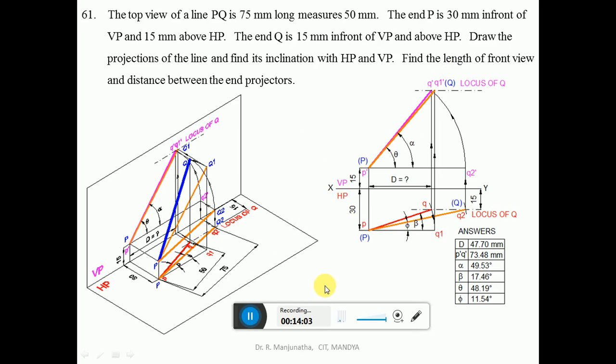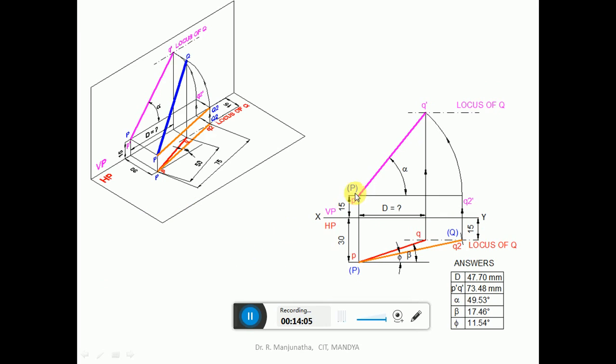Let us see now. Here, first we are going to draw the XY line and mark VP and HP, and first you measure the distance above HP, which is 15 mm, and distance in front of VP, which is 30 mm. You mark these two. Then consider any point and draw a vertical projector. You mark this point as P dash and small p. The distance in front of VP, which is seen in HP, is going to be the locus of Q in the top view. So you draw a dash dot line here.